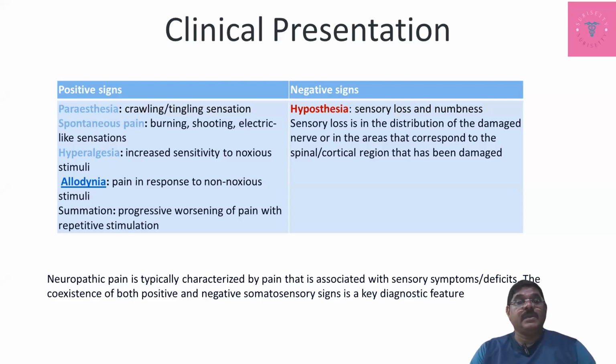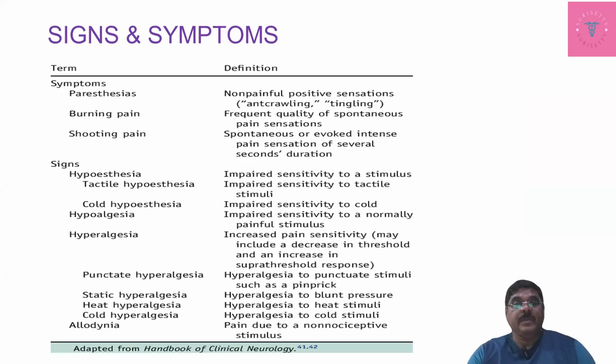Allodynia means pain in response to non-noxious stimuli. And the negative signs, hypoesthesia. Hypoesthesia is due to the loss of the C fibers, which leads to sensory loss and numbness. So finally, a summation of the signs and symptoms of neuropathic pain.